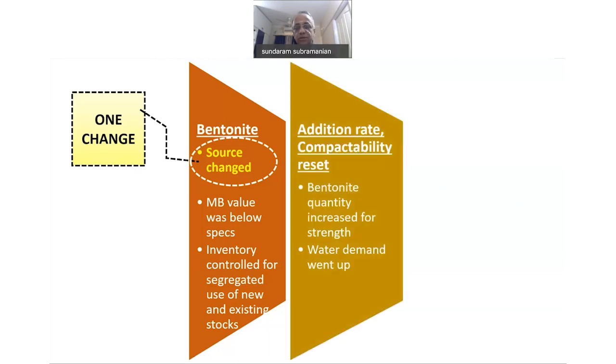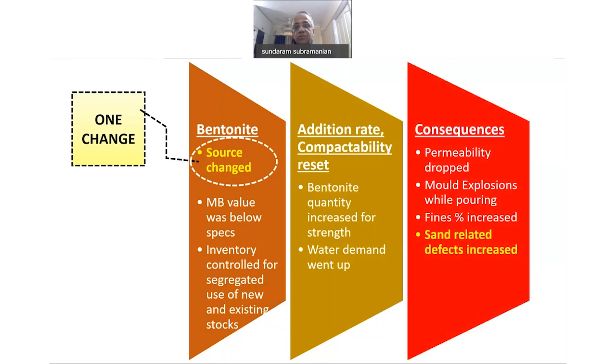Having bought this, my processes are not going to be the same. So I need to do some tweaking. The addition rate and the required compactability are altered. The bentonite quantity was increased because it is substandard. We have to meet that demand for strength in the mold. And because of this, the demand for water also went up.